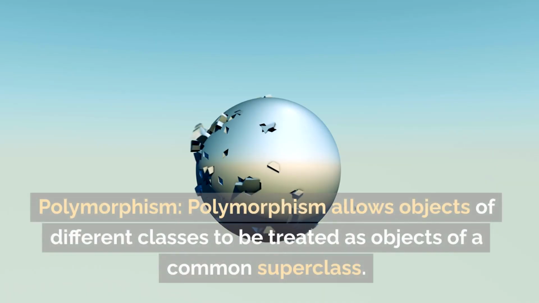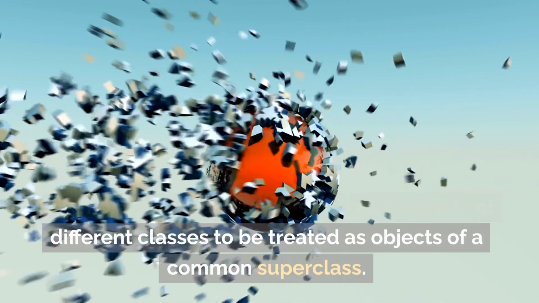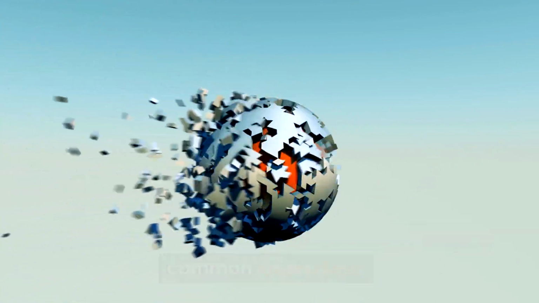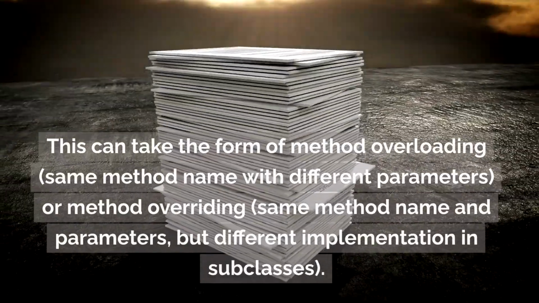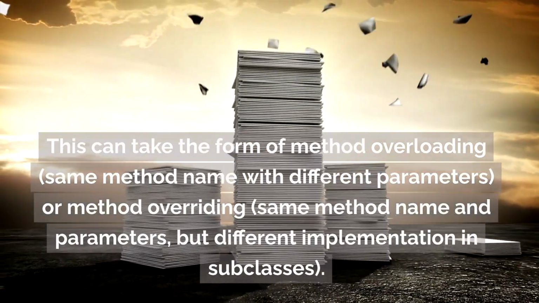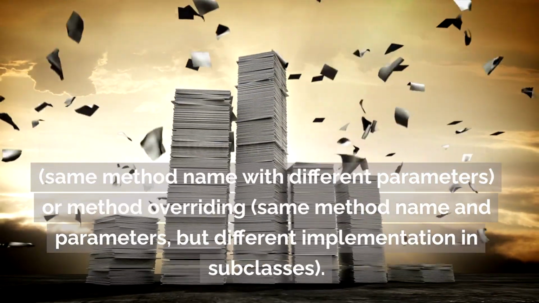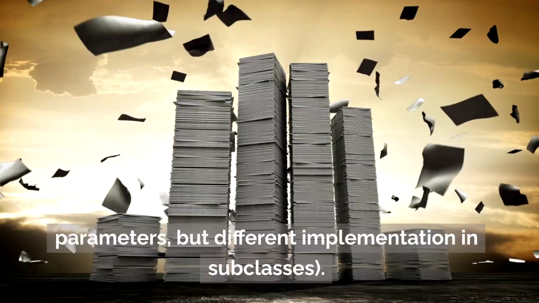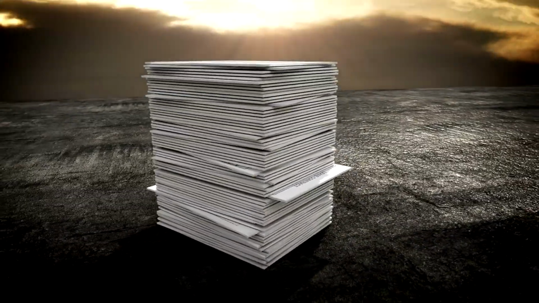Polymorphism. Polymorphism allows objects of different classes to be treated as objects of a common superclass. This can take the form of method overloading (same method name with different parameters) or method overriding (same method name and parameters, but different implementation in subclasses).